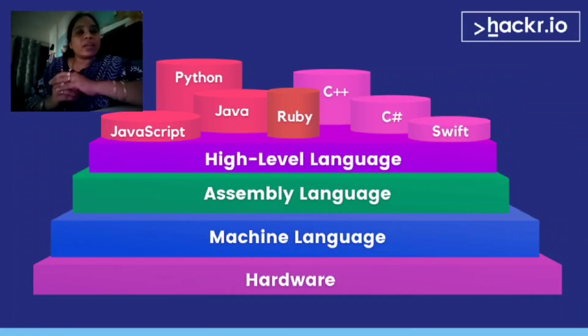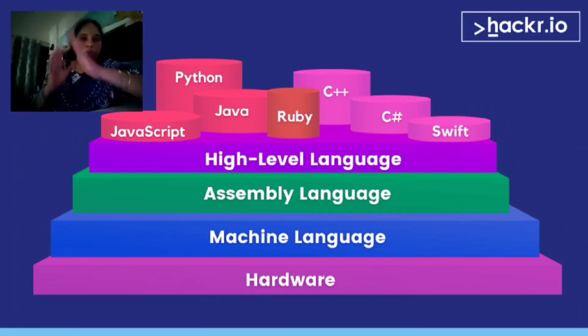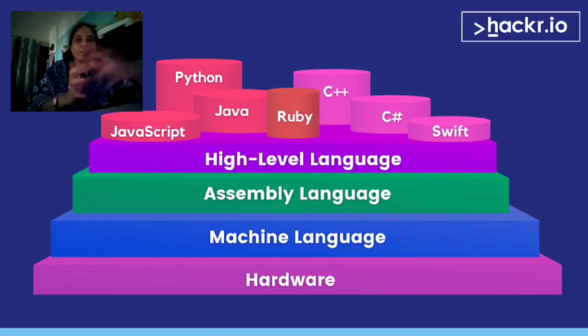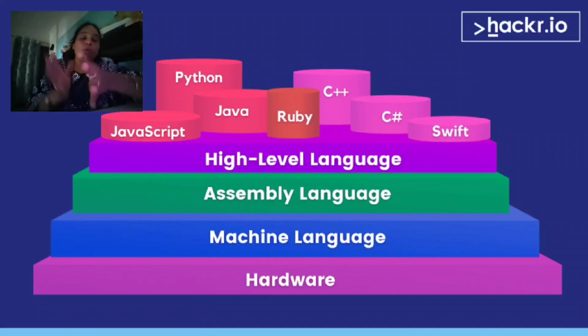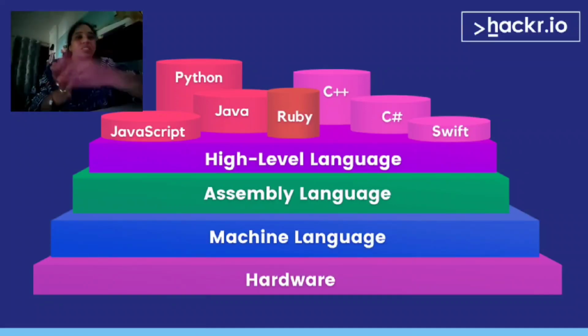Here, hardware is the network, that is a physical connection of wires. And next, in the CPU part we are going to see machine language, assembly language, and high level language. High level languages are what we are studying right now: JavaScript, C sharp, Ruby, Java, Python, and Swift, and some other languages. These are known as high level languages.